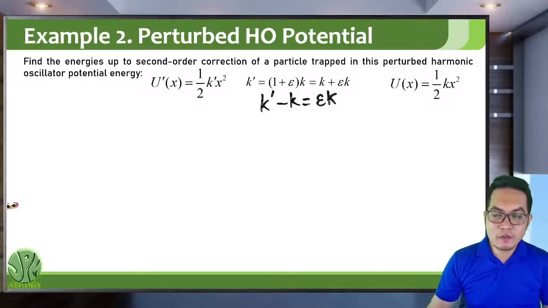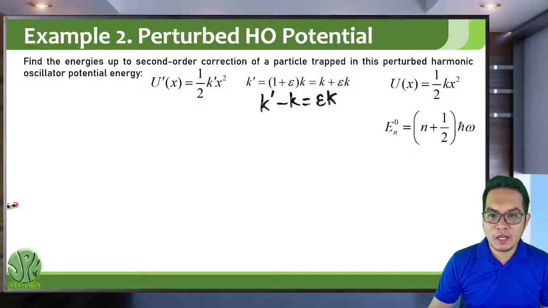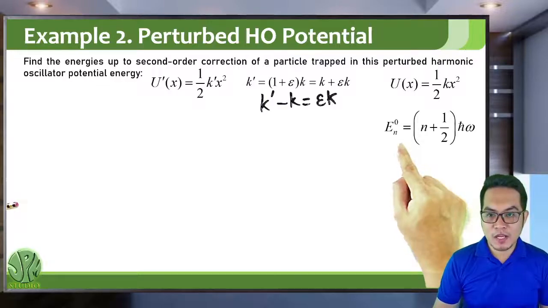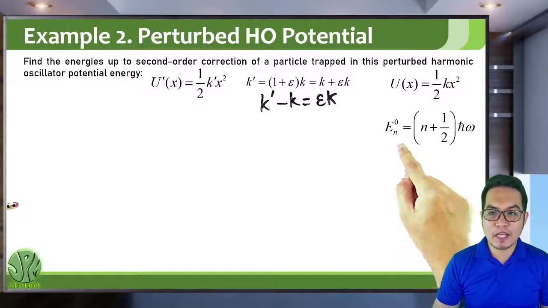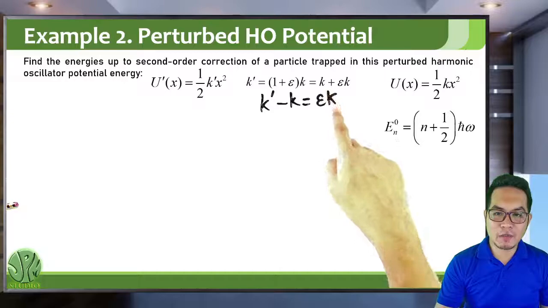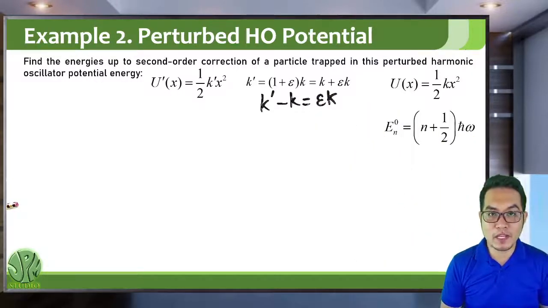The original potential energy of an unperturbed particle trapped in a harmonic oscillator system is just 1/2 kx squared, and the original or unperturbed energies for a harmonic oscillator potential is n plus 1/2 h bar omega. Take note, omega and k are actually related. Omega is the angular frequency, k is the wave number. So omega is square root of k over m. Okay.